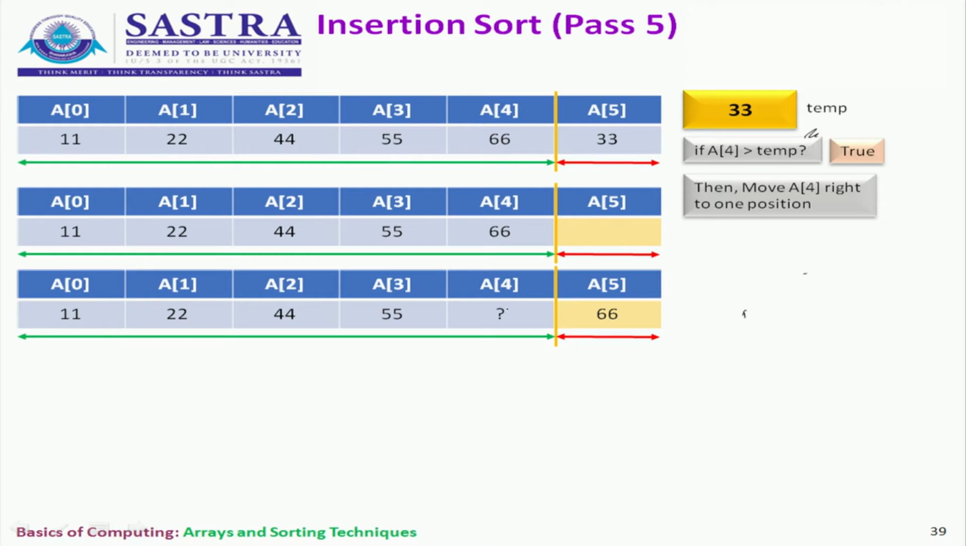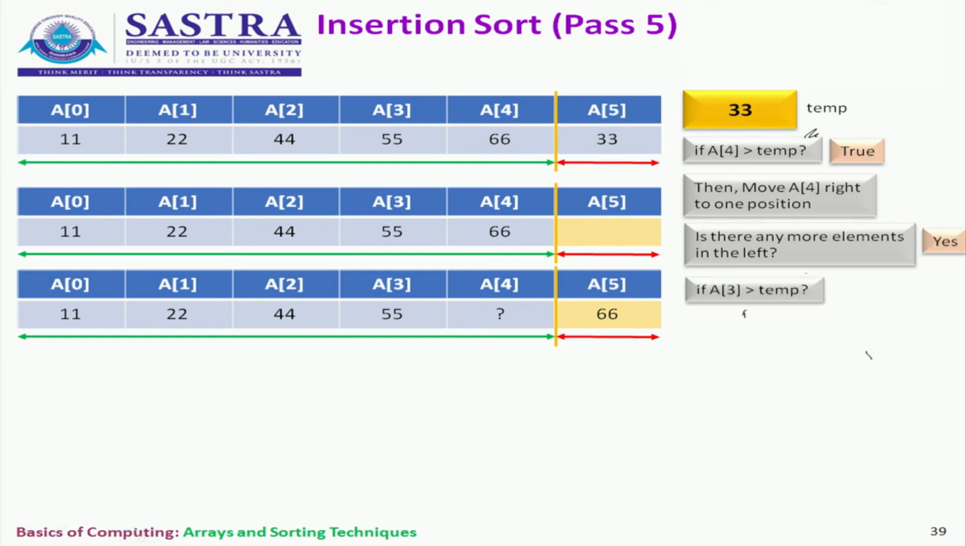The previous position of the moved element is now a question mark. We should not put that 33 over here because we haven't found the appropriate place for 33. Then we have to check, is there any more element on the left-hand side? We have processed only one element. We still have the remaining elements until we reach 0.